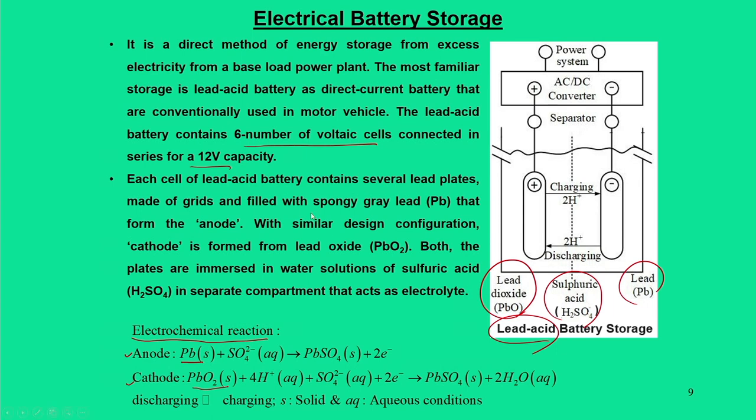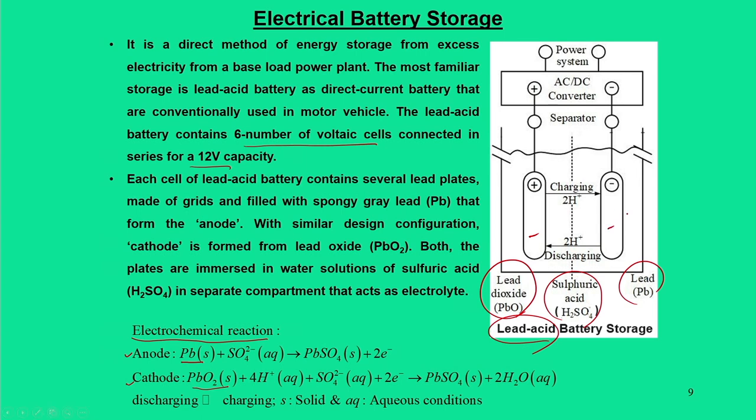Now, what happens in the design? We need an anode made of spongy gray lead, and a cathode formed from lead oxide, and both of them are immersed in an aqueous solution of sulfuric acid in a separate compartment, which is this.